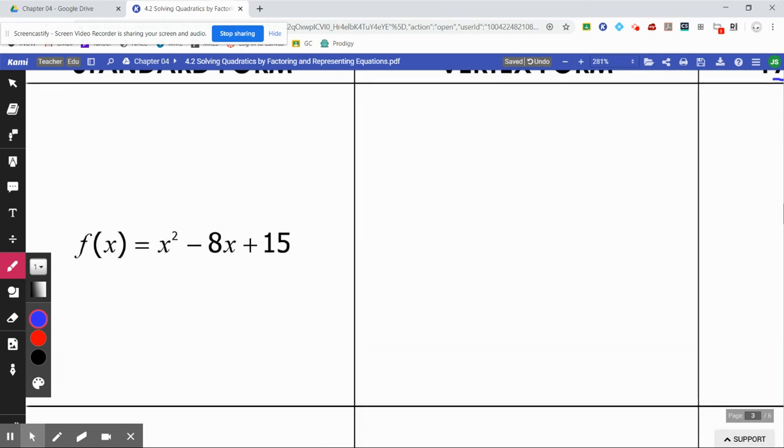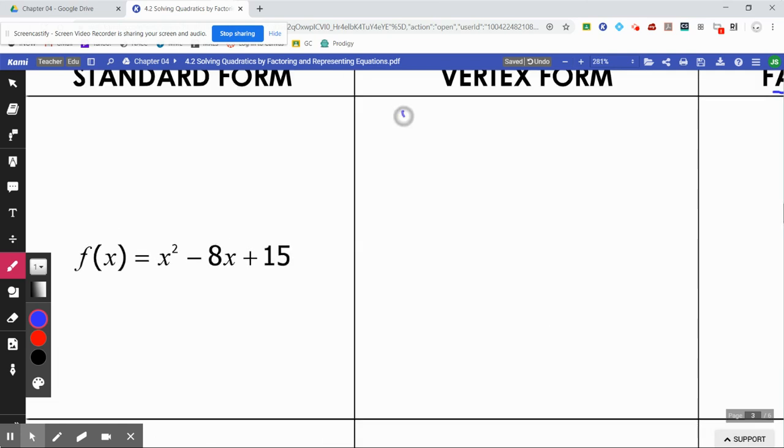To change from standard form to vertex form, here were your steps. So you have your function. Let's recopy it: y equals x squared minus 8x plus 15. To get that in vertex form, or transformation form, step number one, I move my 15 over. I'm left with x squared minus 8x. Now I complete my square.